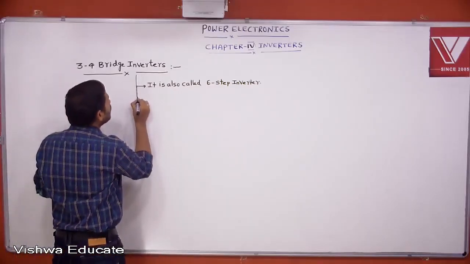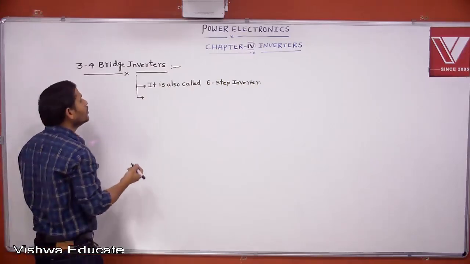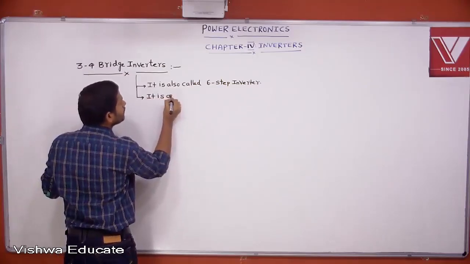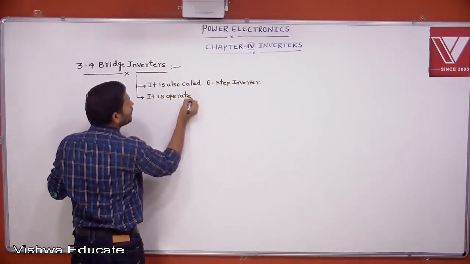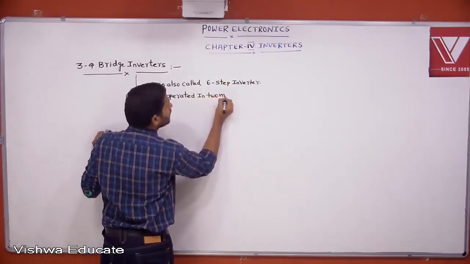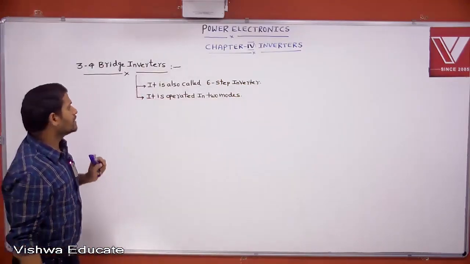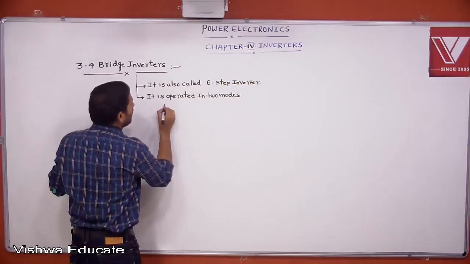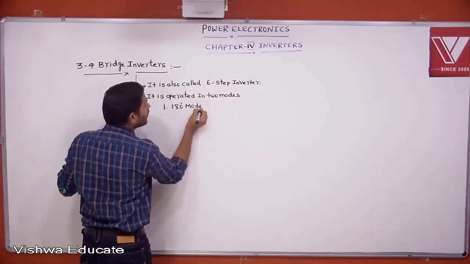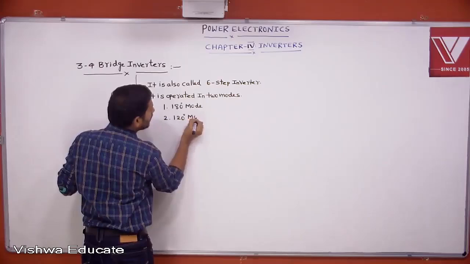It is operated in two modes. The three-phase bridge inverter circuit is operated in two modes. One is 180-degree mode of operation. Another one is 120-degree mode of operation.